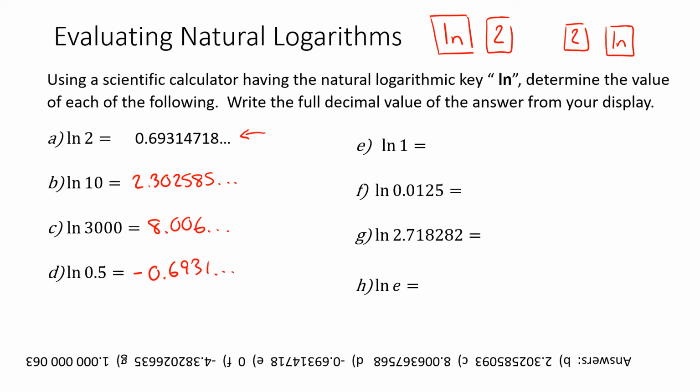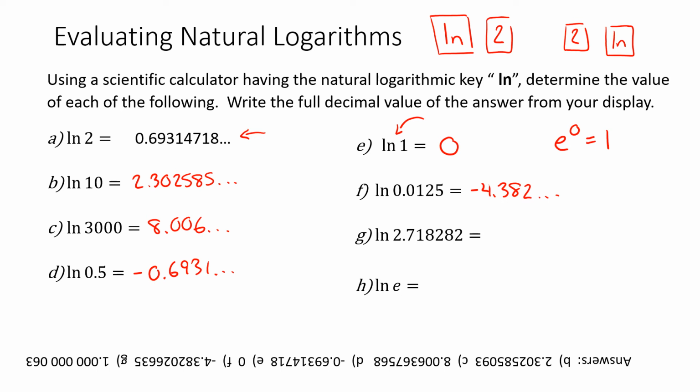The next one is the ln of 1. Remember, when we had any number to the exponent 0, it was equal to 1. In this case, our base is e. For each one of these, we have e raised to some exponent, and just like every other example, e to the exponent 0 is still 1. So if we take the ln of that, we get 0. I don't even have to put that one in my calculator. That's just one to know. For F, ln of 0.0125, you get negative 4.382, and it keeps going.